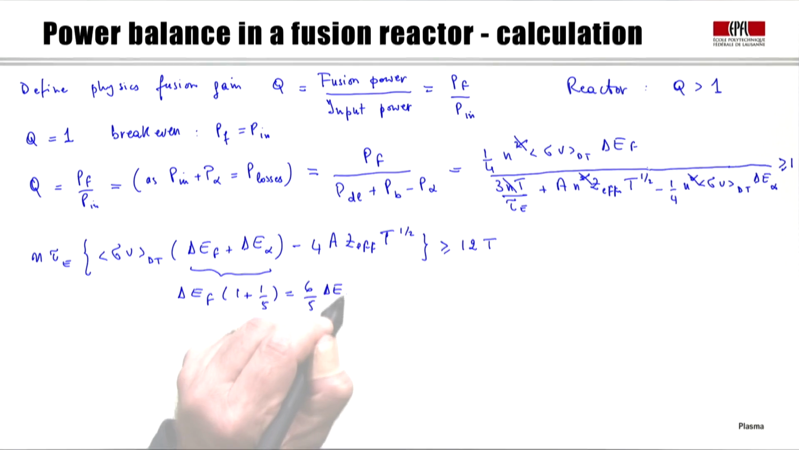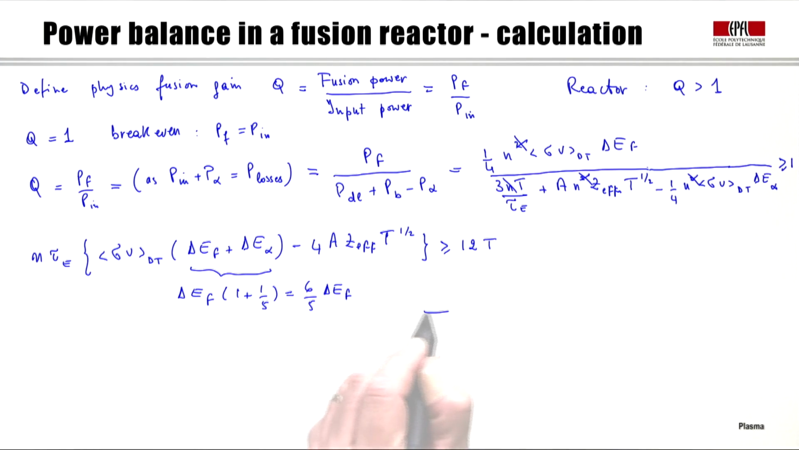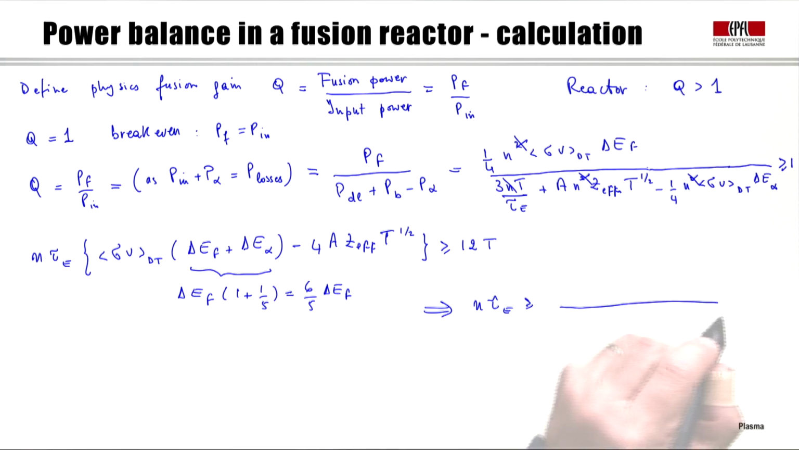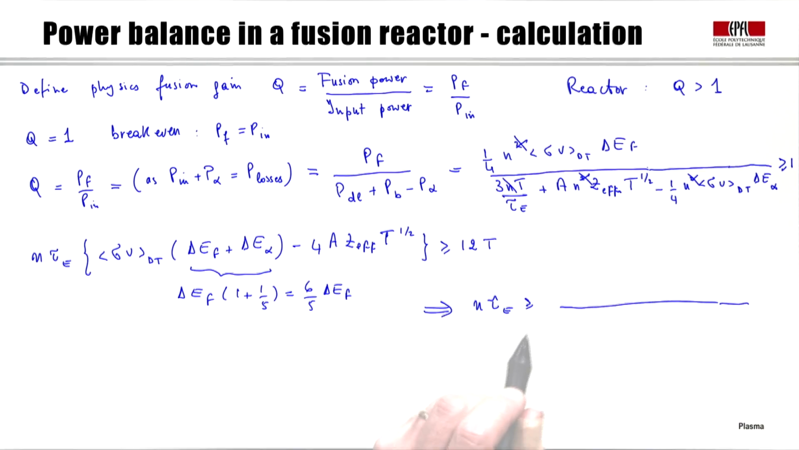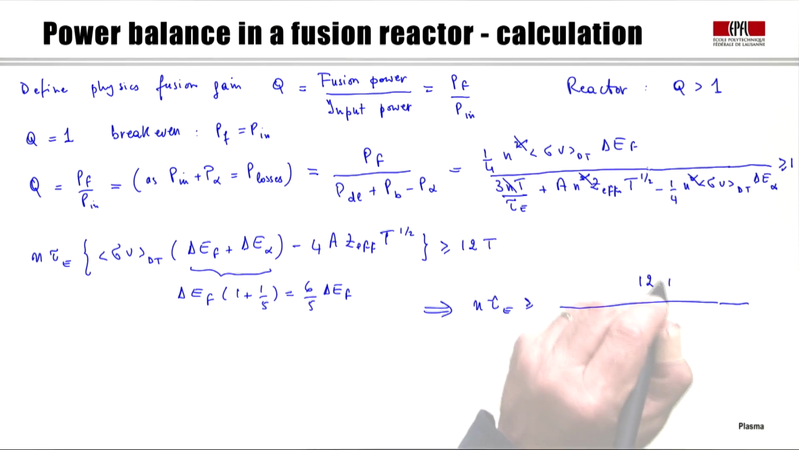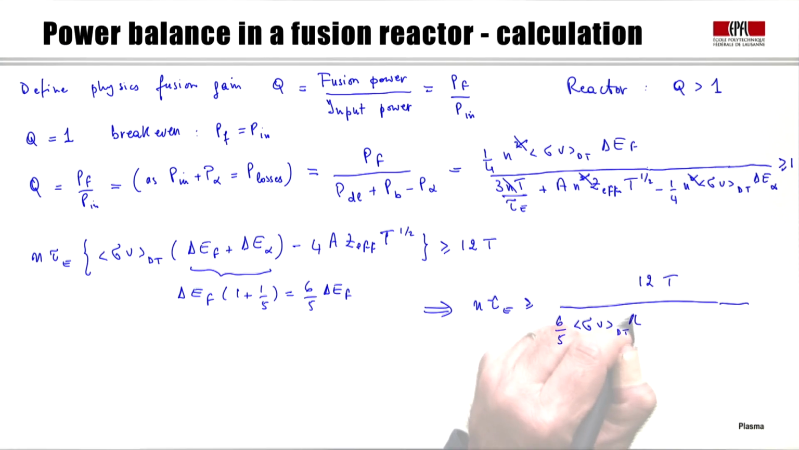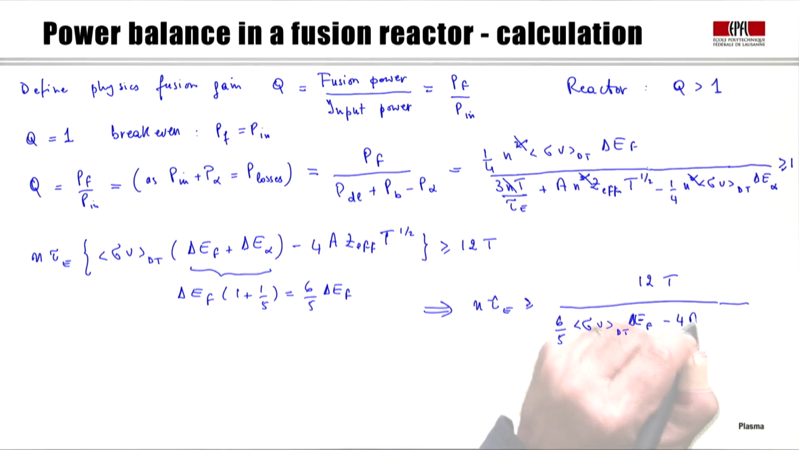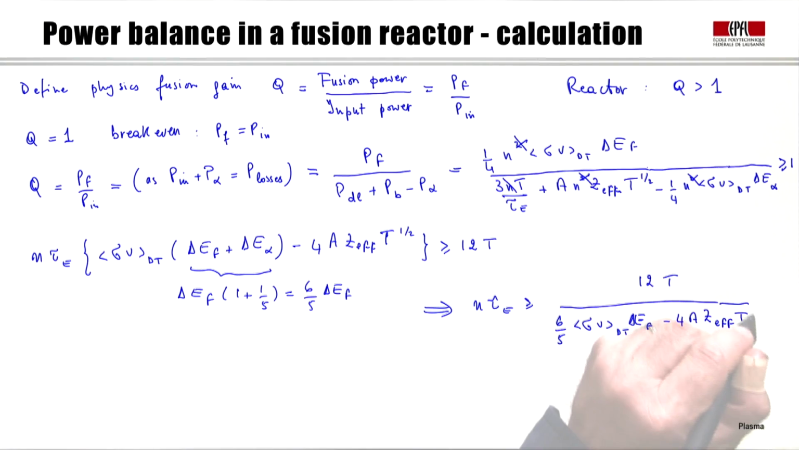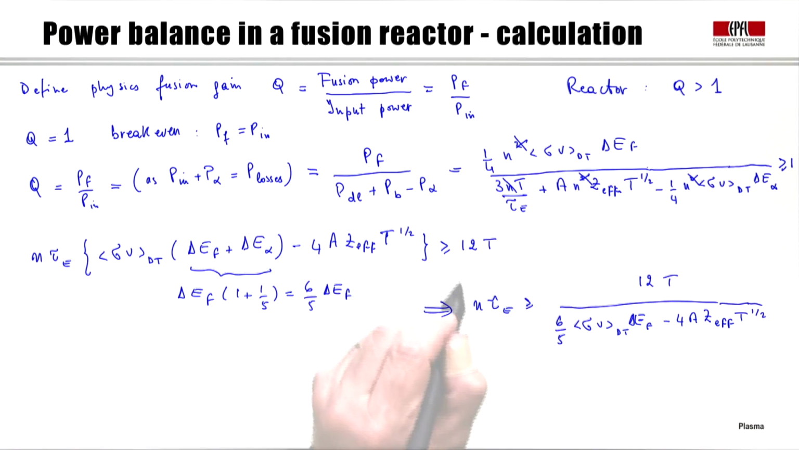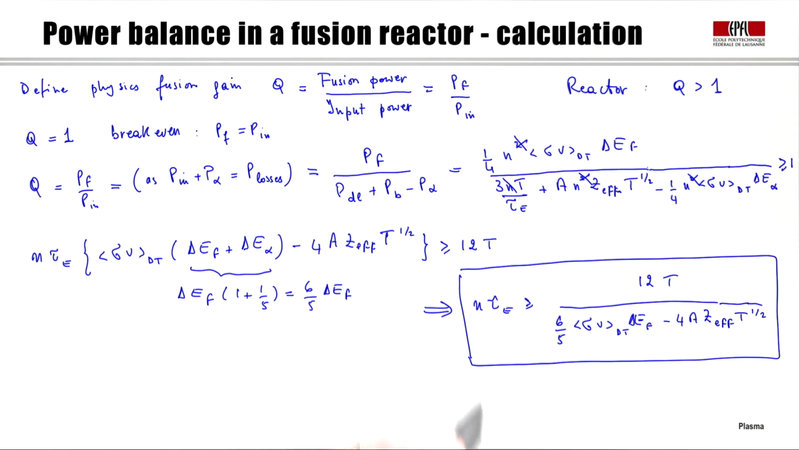I can therefore write N times tau E in a more complex way and impose that it be equal or bigger than 12 times the temperature divided by 6/5 times the reaction rate times the energy produced in a single reaction minus the Bremsstrahlung term. So this is the first expression that tells us how good the quality of the confinement needs to be at least in a situation in which we start gaining energy from a fusion reactor.